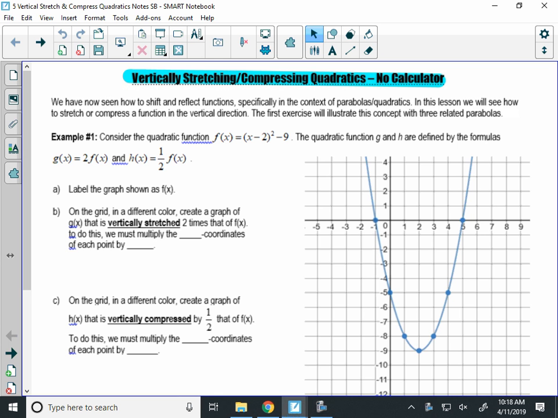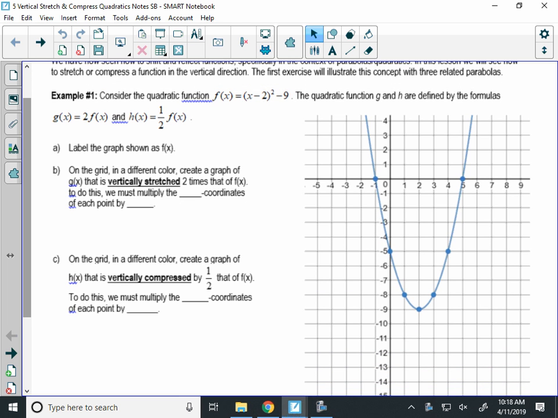This video is for the Blended Algebra 2 class, Unit 5. We're going to talk about Lesson 4 today, which is taking a graph and vertically stretching, making it longer, or compressing it, making it shorter. So what we have in the first example here, and this is no calculator, by the way, as well.